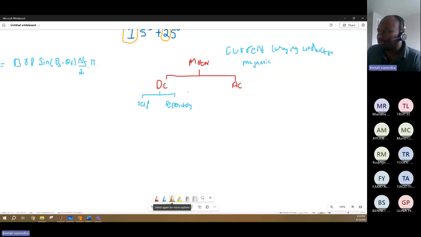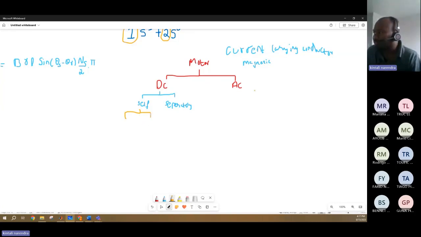So motors classification: AC and DC. DC again, self-excited DC motors and separately excited DC motors. Here you have two different power supplies. Here you have only one power supply for the magnetic field and for the conductor. So this is DC motors classification. Here there are again three classifications, but let's not go into detail of that.